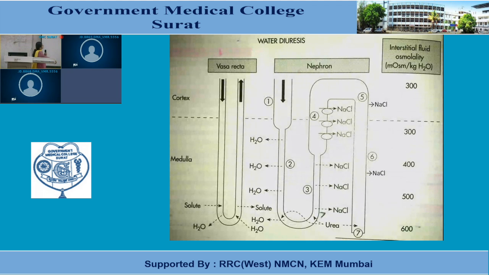So the urine in the tubules will be highly diluted. So again, you can see in the fourth part, more of the sodium chloride and all is coming out. In fifth part, again the sodium chloride and all. So ultimately, a dilute urine is being produced. So see the osmolality, 300.